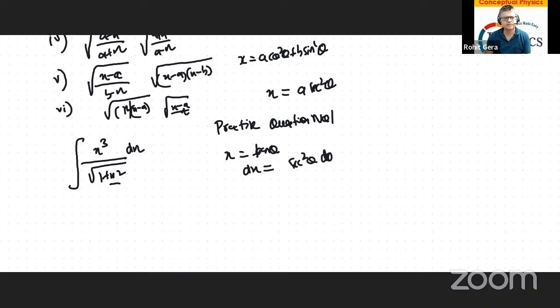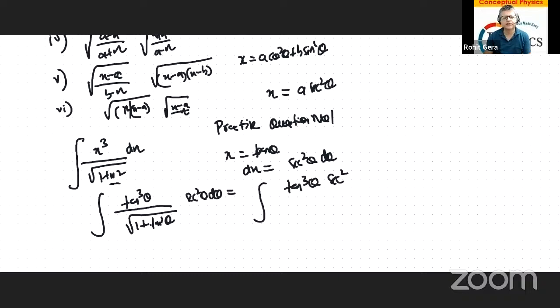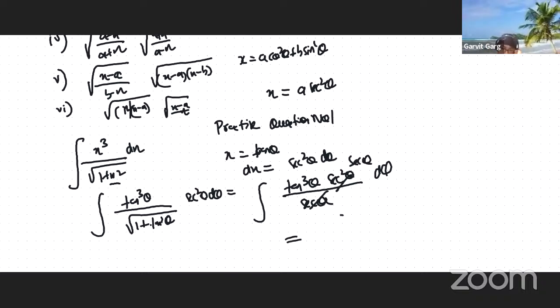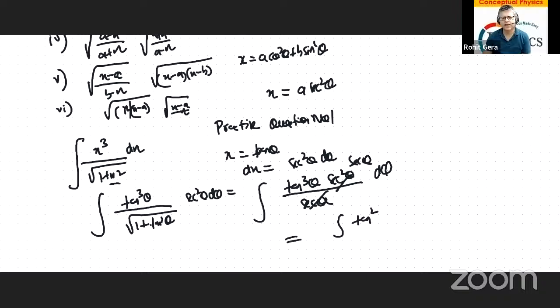So this becomes tan cube theta divided by under root of 1 plus tan squared theta, secant squared theta d theta, is equal to tan cube theta secant squared theta divided by secant theta d theta. Secant theta cancels. So you're left with tan cube theta and secant theta d theta. If I solve this, this becomes sine cube theta upon cos 4 theta d theta.